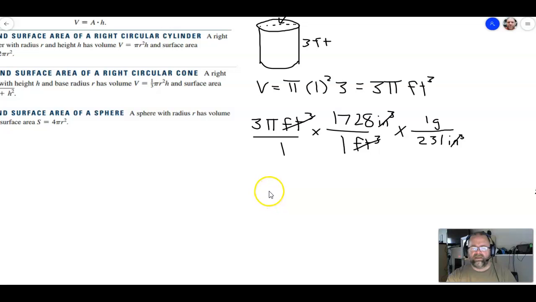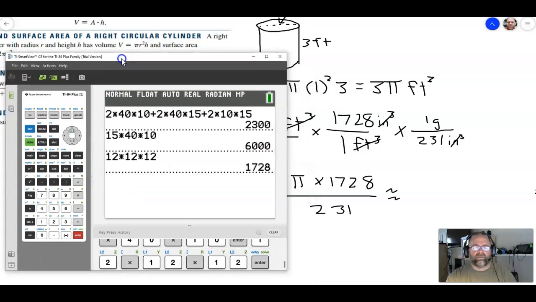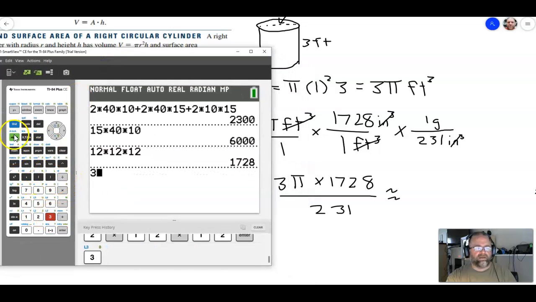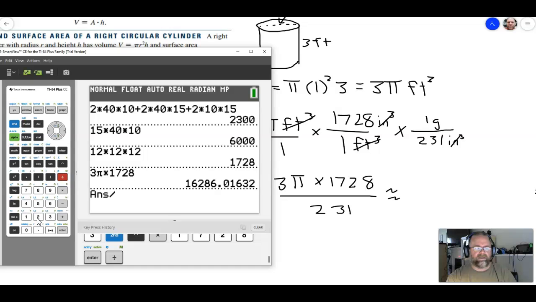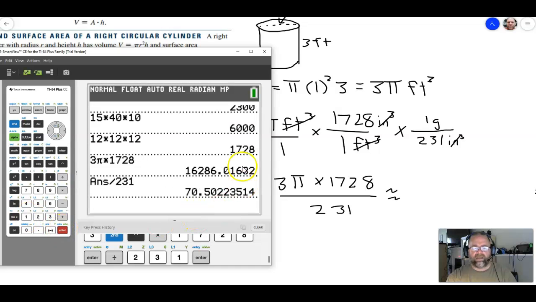If I put a 1 over here, and then I just multiply those fractions together, on the top I'm going to get 3 pi times 1728. And on the bottom I'm going to get 1 times 1 times 1, which is 231. And this is going to be approximately equal to, I'm going to put this into my calculator now. So 3 pi, if you have the pi button you can use that. If you don't, you can use 3.14 times 1728. Hit enter, and then we're going to divide that by 231. And I'm going to get approximately 70.5 gallons.